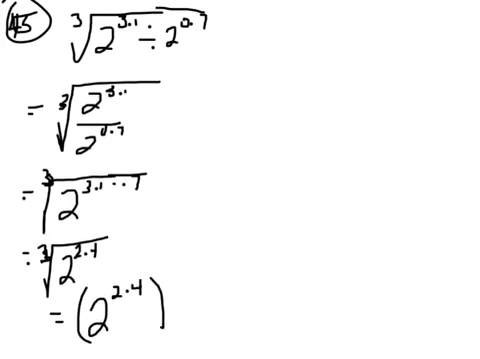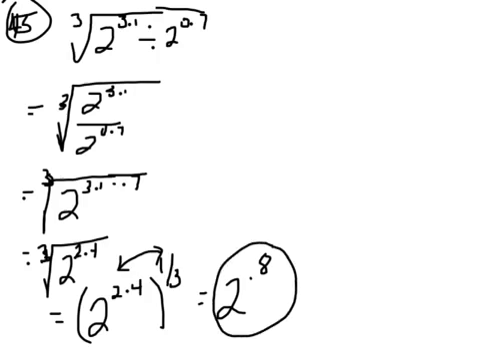and instead of writing the cube root, we're going to raise it to the 1/3 power. Well, look how nicely this simplifies. Since we have a power to a power, the rule is that we multiply these two numbers here. So 2.4 times 1/3 would be the same thing as 2.4 divided by 3, which would be 0.8. So we'd have 2 to the 0.8 power.